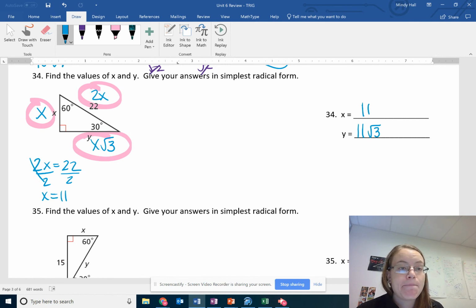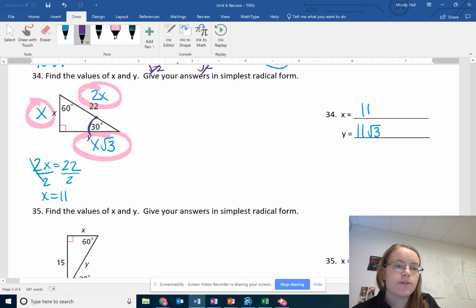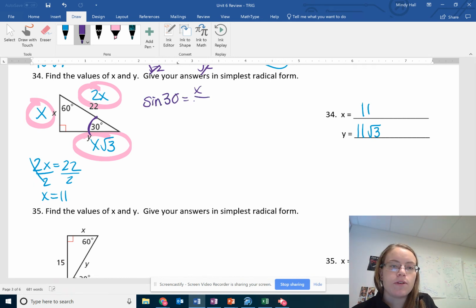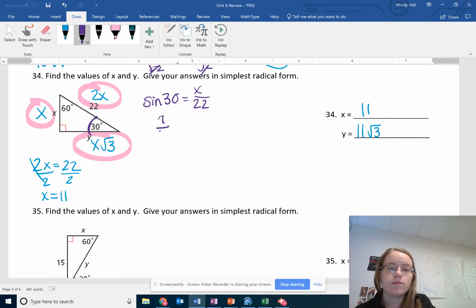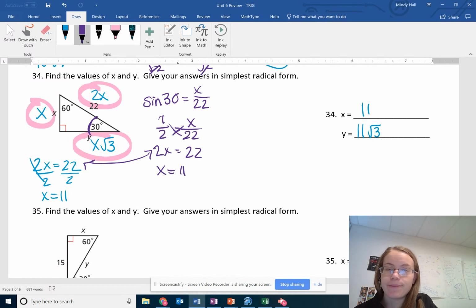Now, if you use trig, you could use the sine or the cosine, it'd be totally up to you, of 30 or 60. But if I did, actually, let me change it to purple. If I'd used the 30 degrees and I wanted the x, I would have to use opposite over hypotenuse. So I'd have to use sine of 30 equals x over 22. Sine of 30, 30 is your index finger, so sine is 1 over 2 equals x over 22. When you cross multiply, notice these two steps are exactly the same. So then x equals 11, like that.